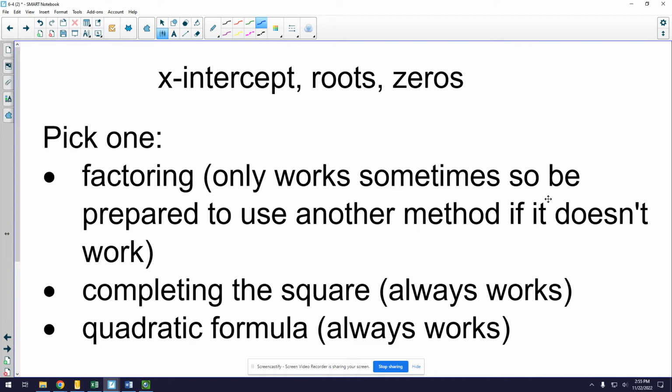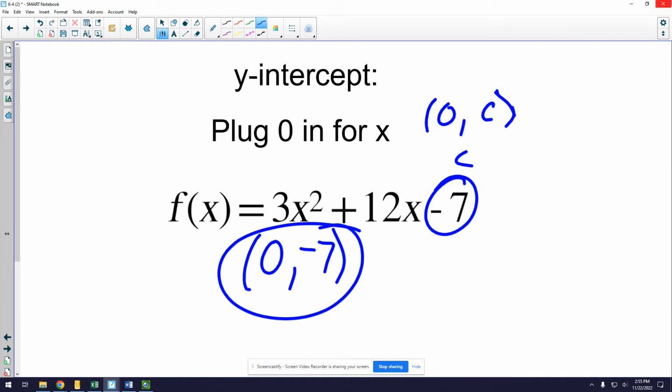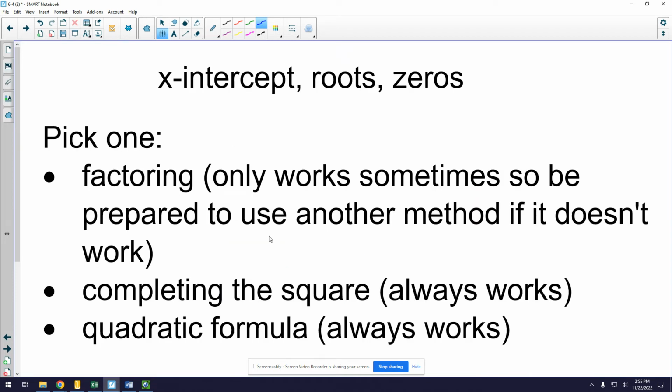Factoring can be really, really easy in some cases. I don't care which one you want to do. If you want to factor, though, just keep in mind, if it can't factor, that doesn't mean there are no x-intercepts. It means you have to try completing the square or quadratic formula. However, in this lesson, we are now finding x-intercepts. So just like for the y-intercept, I need a coordinate point. For your x-intercepts, I need your coordinate points.